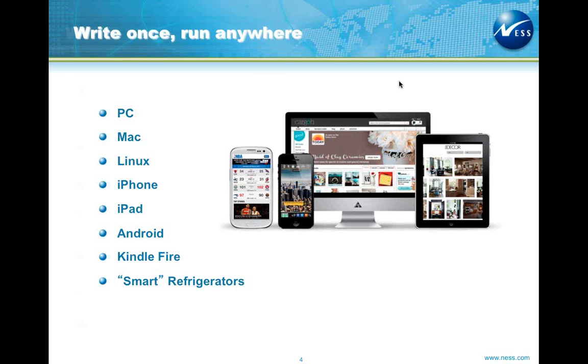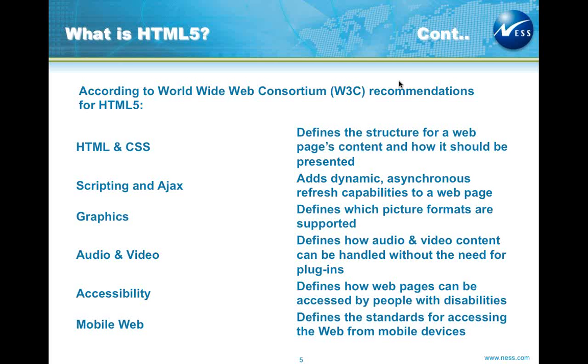And coming to the UI components, we have graphics, which defines the picture formats or the encoding algorithms for the pictures. All are integrated in the graphics module. Then the audio and video, it defines how the audio and video content can be handled without any need for plugins. There is an audio or video tag introduced in HTML5, where we can just write an audio tag and give the file name. It will start playing the audio. You can also give controls in those tags.